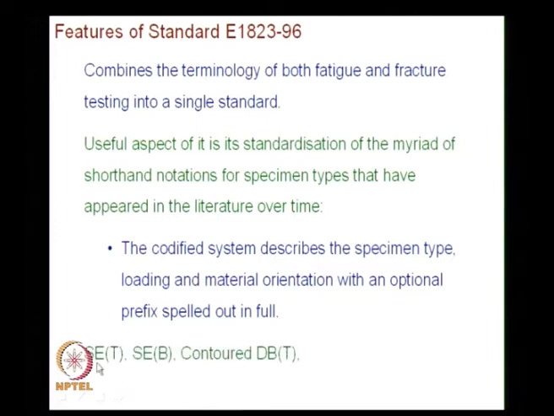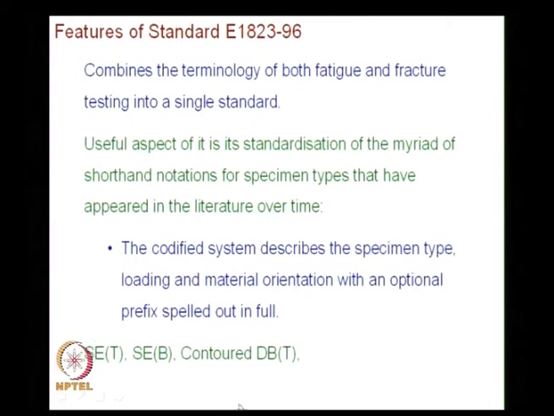So, you will have something like SE(T). So, this is nothing but single edged specimen with a tensile loading. When I have SE(B), it is a single edged specimen with a bending loading, and you have a prefix, it is a contoured DC(T) specimen. We have this double cantilever beam specimen which is subjected to tension. Why it is contoured? We have seen, if you want to have a constant K, you could design a specimen where the height of the specimen varies. So, in order to denote that, you have this as contoured DC(T).